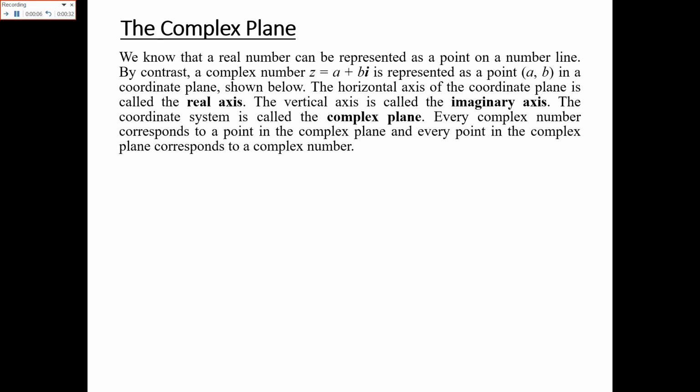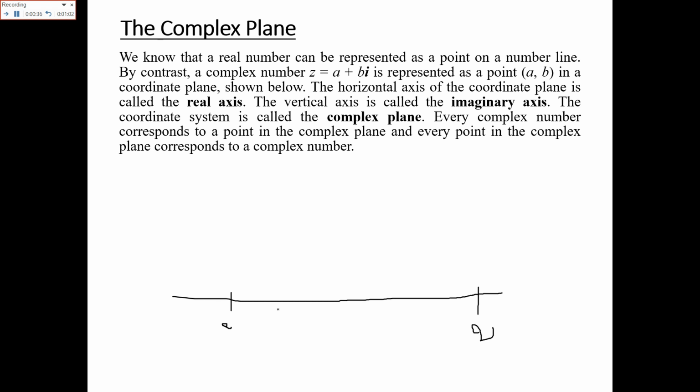We know that the real numbers can be represented as a point on a number line. This is important. If this is the line of real numbers from 0 to infinity, you can represent any real number in the form of just a point.